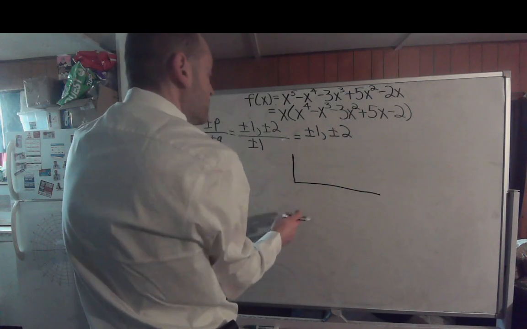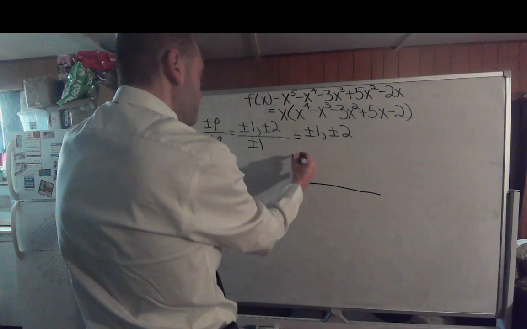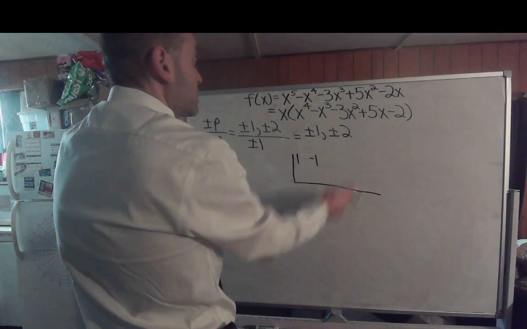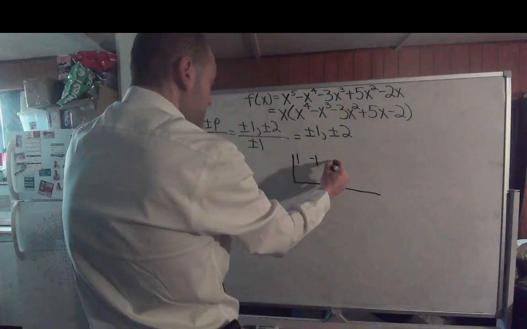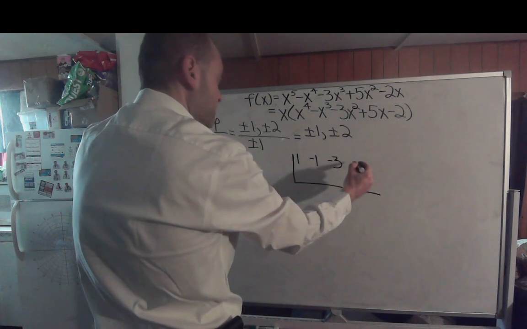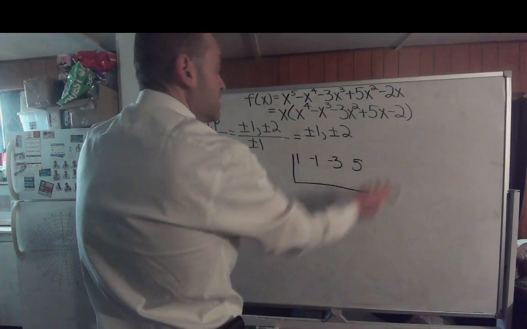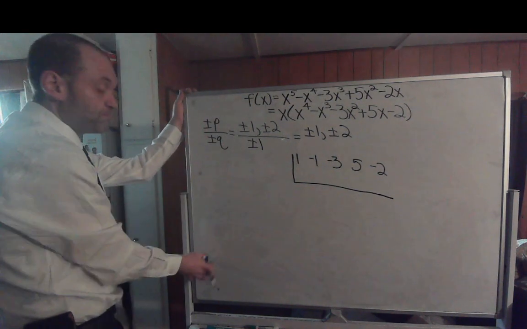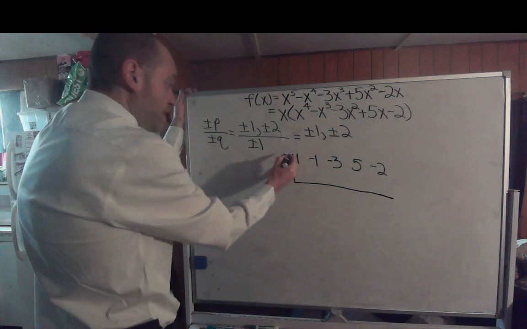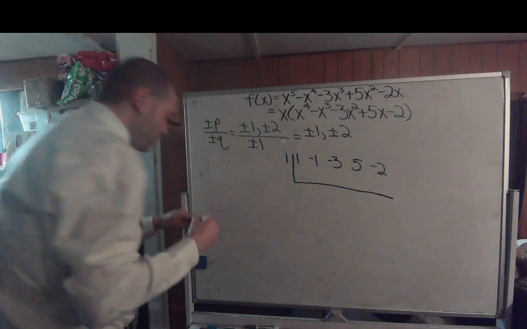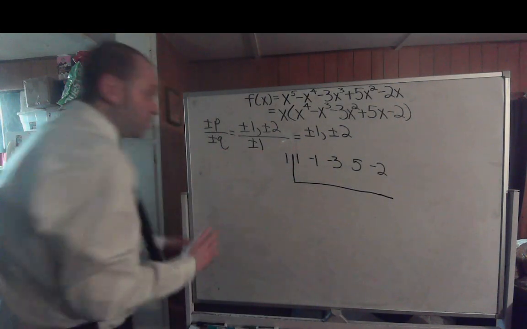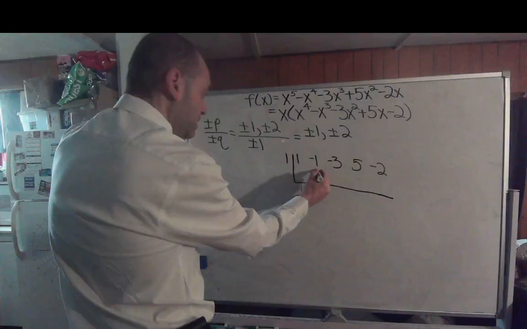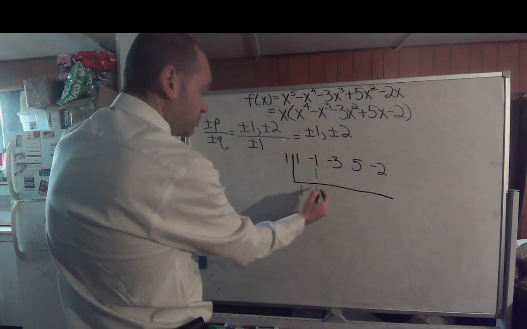You'll end up getting, let's see, coefficient of x to the 4th is 1, coefficient of x to the 3rd is -1, coefficient of x to the 2nd is -3, coefficient of x to the 1st is +5, constant term is -2. All right. Let's try +1 first as a rational zero. So go on ahead, bring down your 1 from above. Now 1 times 1 is 1. -1 plus 1 is 0.